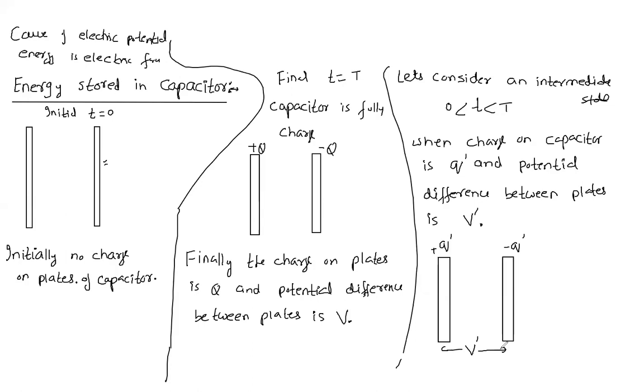This is a parallel plate capacitor. So this is the initial stage when your capacitor is uncharged. This is your final state when your capacitor is fully charged. We have considered an intermediate state when the charge on the capacitor is Q prime and the potential difference between the plates is V prime. Next, we will calculate the work done in bringing 0 to Q charge on the plates of the capacitor. First, note it down.